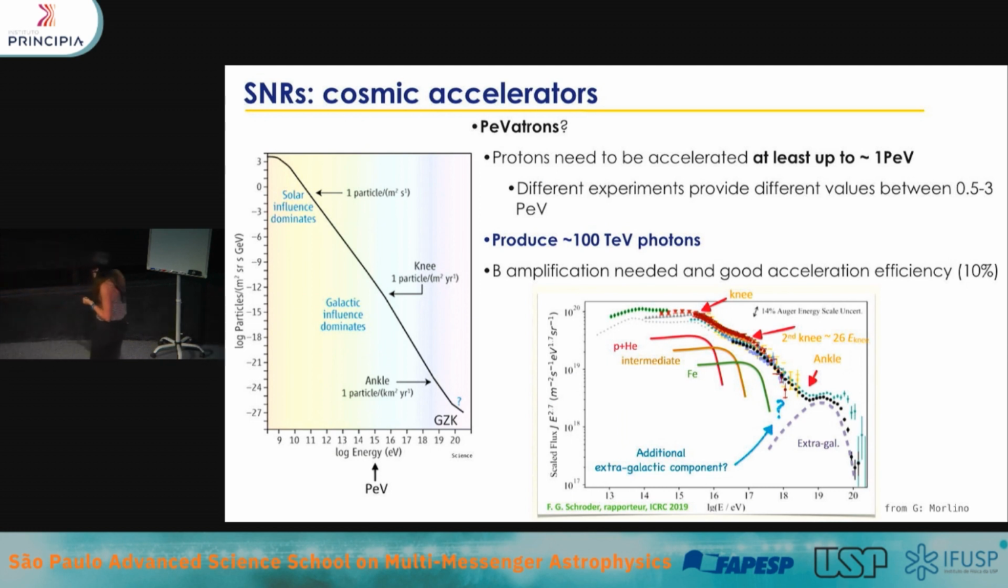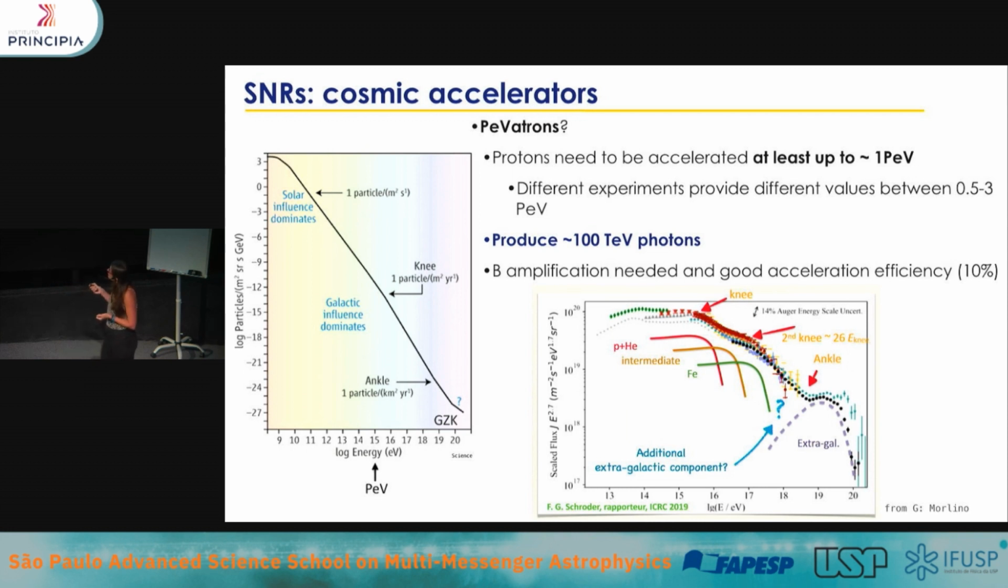This is a similar plot to the one Brian showed this morning for the cosmic ray spectrum. What we really want to know is where are these sources that accelerate particles up to these energies, because if we find a pevatron that accelerates protons up to these very high energies, we would be unveiling which are the sources that accelerate these cosmic rays up to those very high energies.